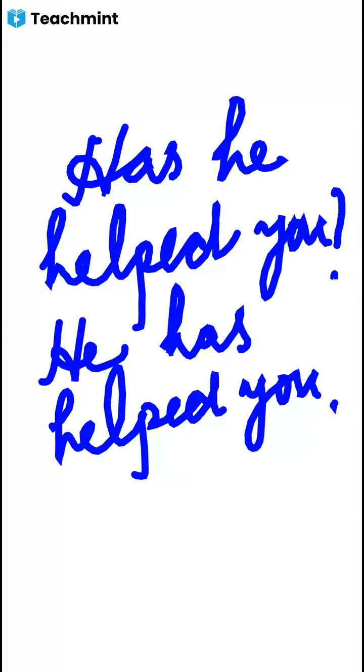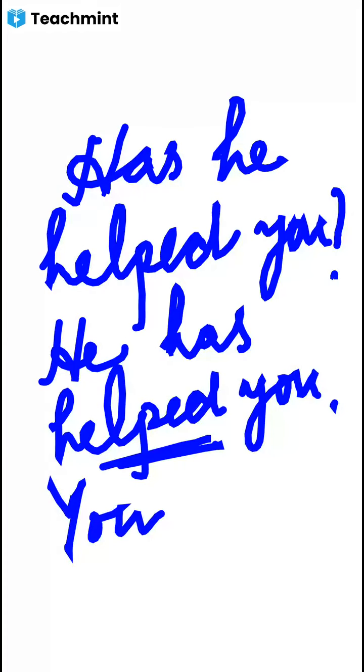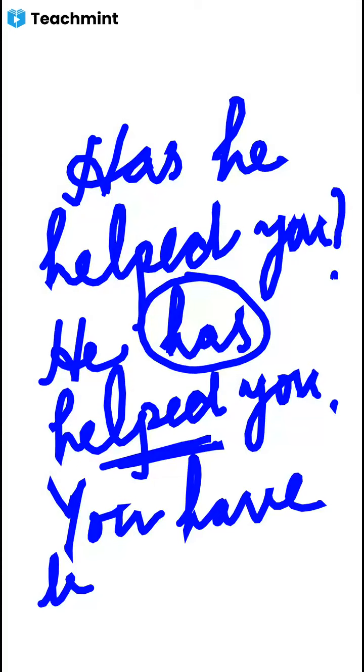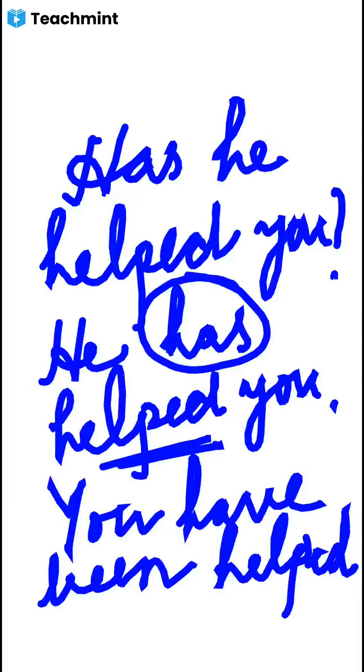Now, if we change this sentence into passive voice, can we use this has here? You have been. Are we allowed to use has? You have. Yes, very good. You have been helped by him. Now, you have been helped by him.